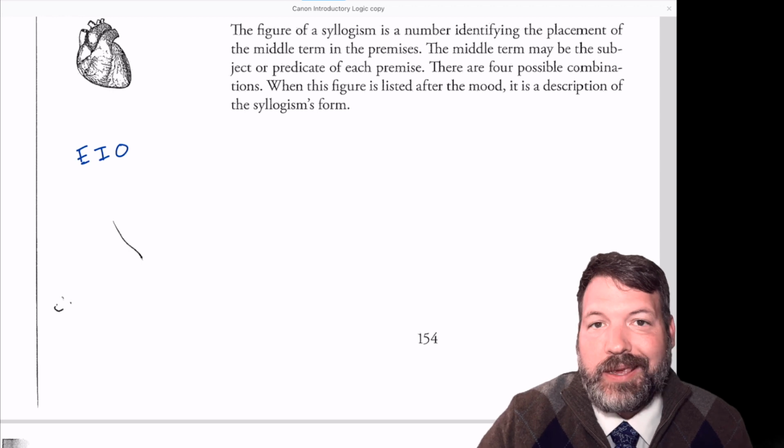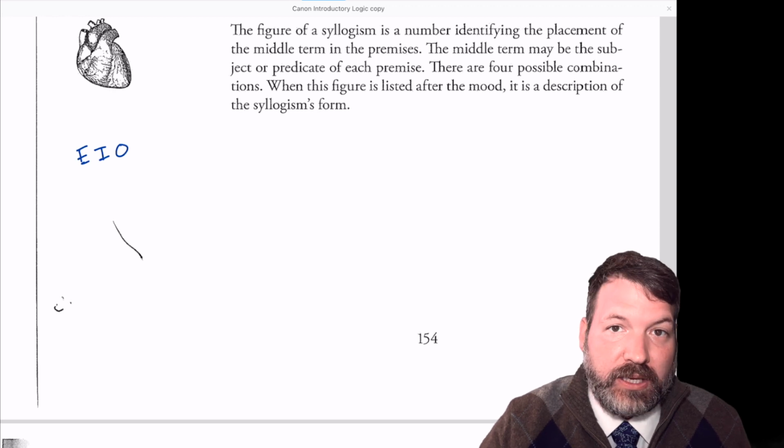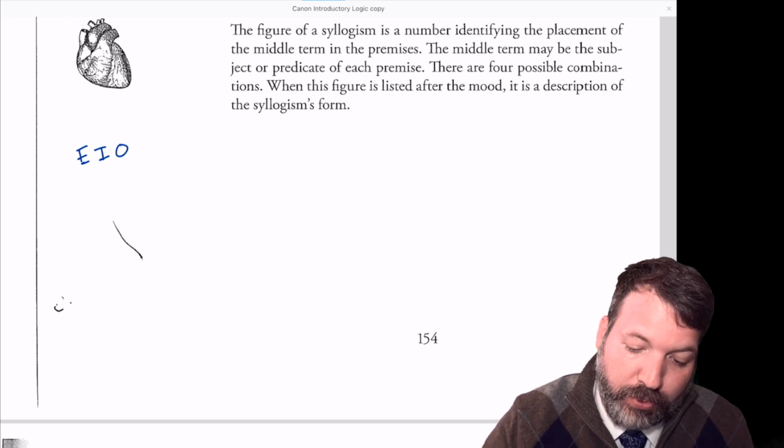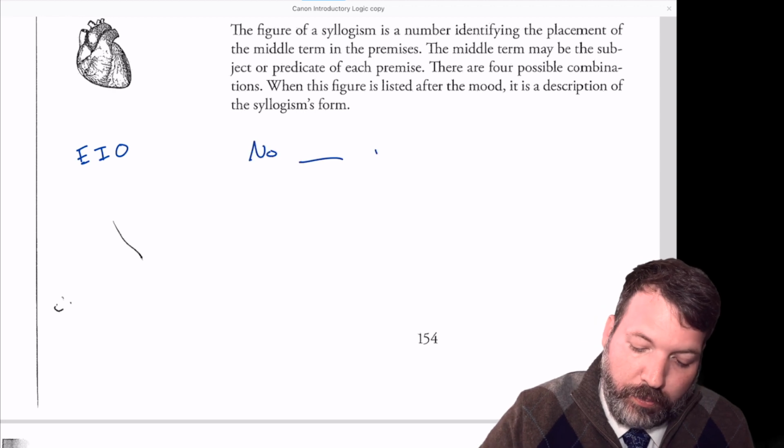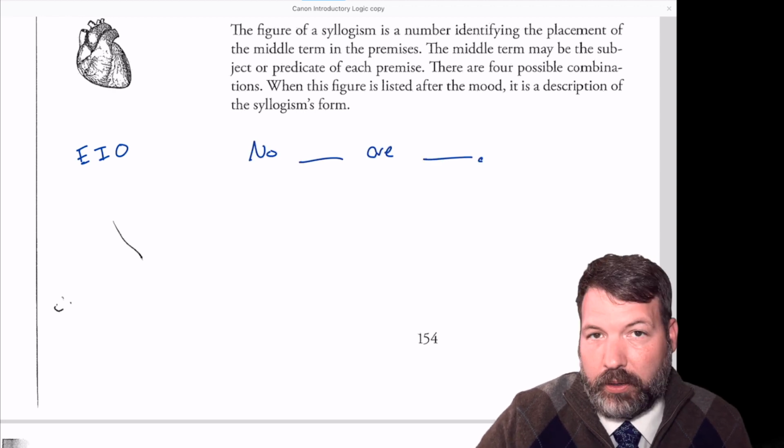We want to write a schema right now. We want to build out the skeleton of an argument that satisfies EIO. So the major premise needs to be an E statement. Well, hold on. What was an E statement? No blank are blank, right?